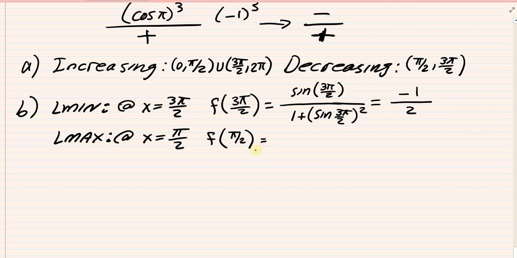That's going to be the minimum. The maximum at pi over 2 is going to be sine of 90 over 1 plus sine of 90 squared. Again, sine of 90 is 1. 1 plus 1 is 2, a half. So these are the values of relative minimum, relative max. So these are, again, the extrema of this function.